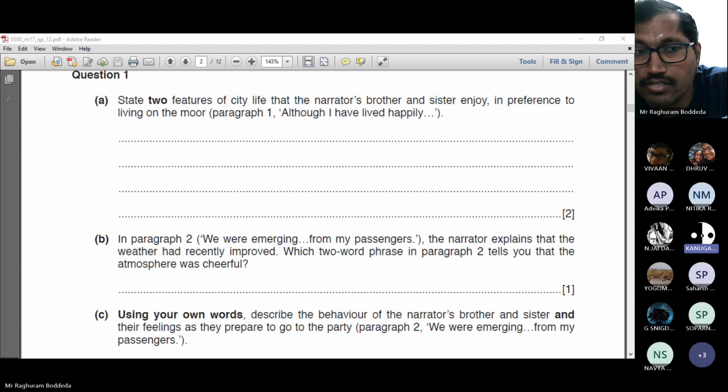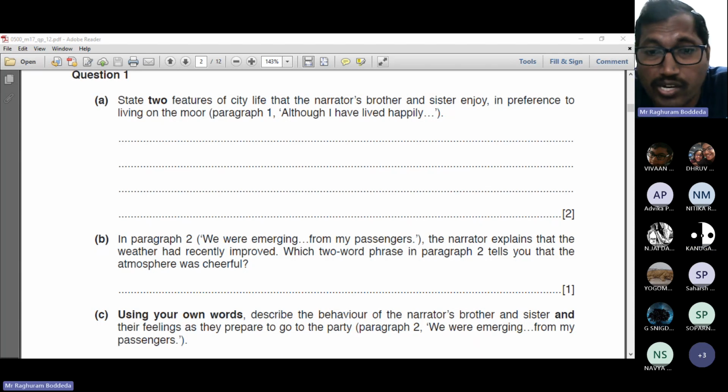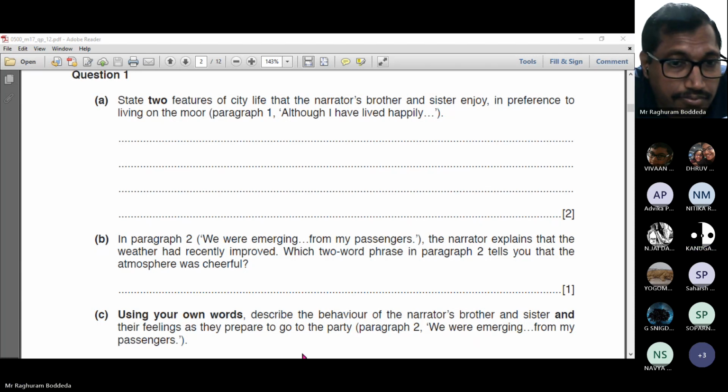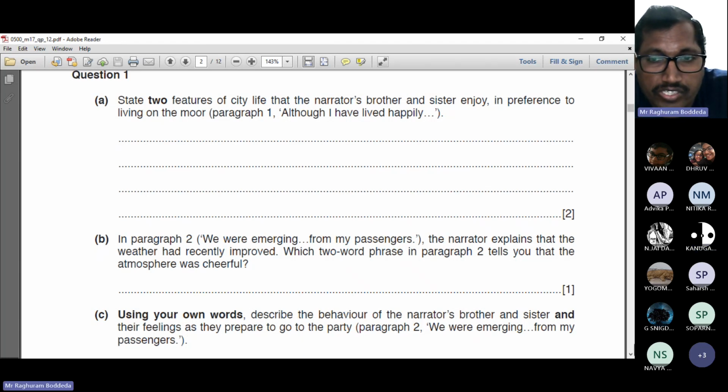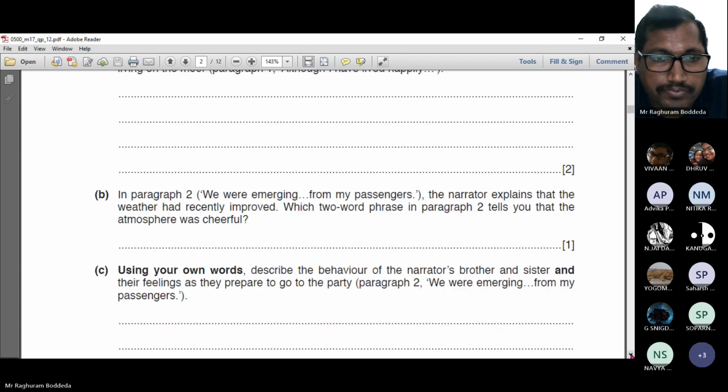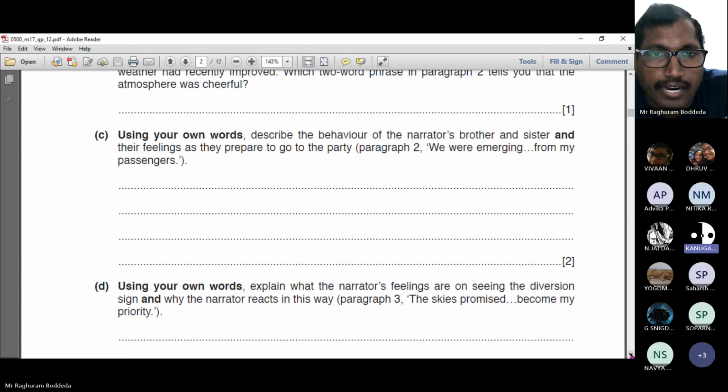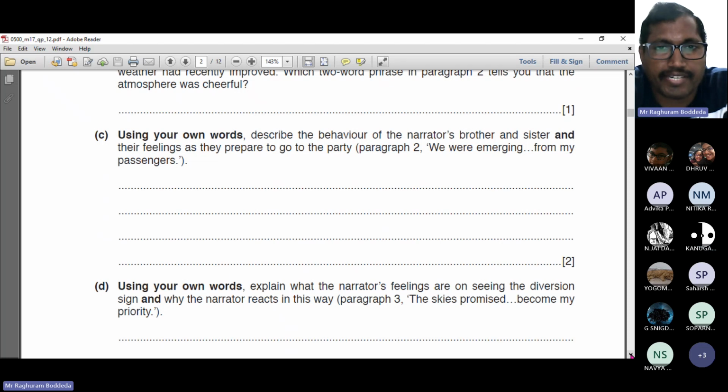Sir, I require help. Yeah, please tell me, Sahas. 1C. You're talking about "use your own words." Is it the one you're talking about? Yeah, using your own words, describe the behavior of the narrator's brother and sister and their feelings as they prepare to go to the party. Paragraph 2. Okay. So then, did you read paragraph 2?